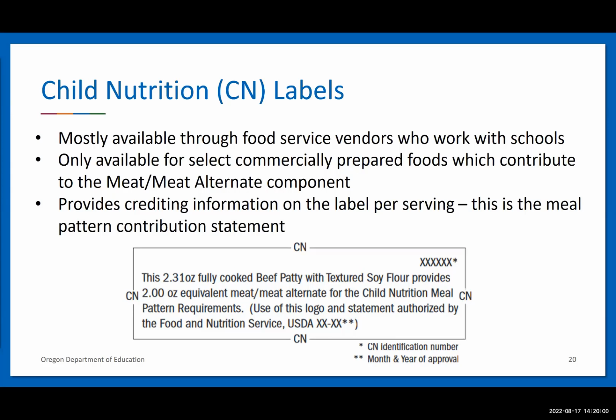The CN labels will always have the border with the CN on each side, a 6-digit product ID on the top right, and the serving size and meal pattern contribution of each serving within the borders. If your item has a CN label, make sure to save the label by cutting it off the box, or you can take a clear, legible image of the CN label with all of the required details.